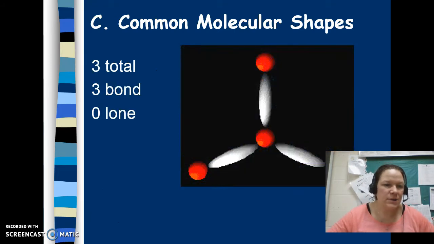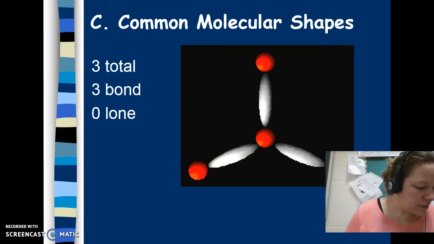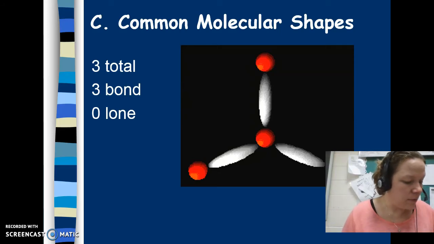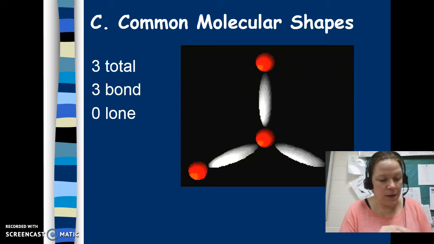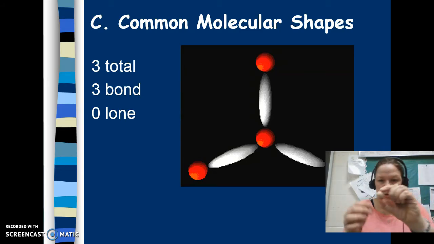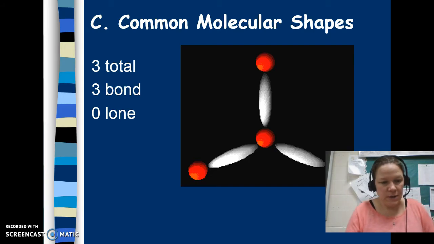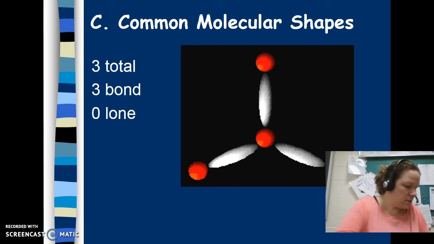Okay, next one we've got is when you have 3 total groups, 3 bonding, no lone pairs. So this time the one that you need is going to be this little beige one right here. And again, we're going to put 3 bonding groups on the outside of that. So we're going to clip 1, we're going to clip 2, forgive me a little bit while it's taking me a minute to build them, and 3.